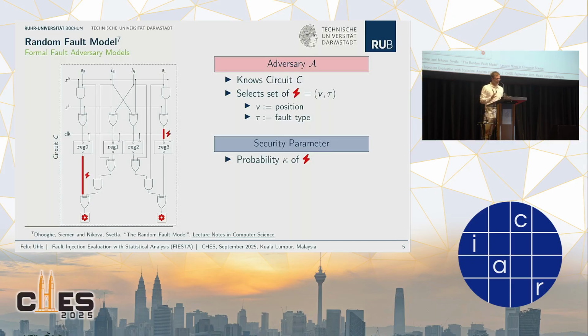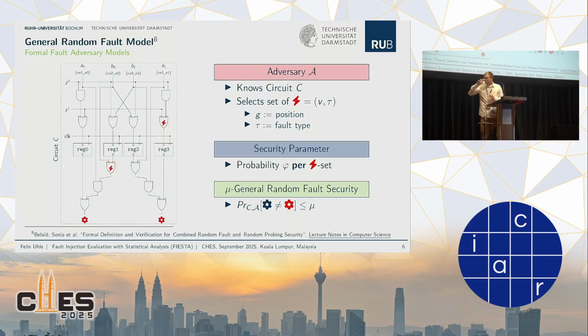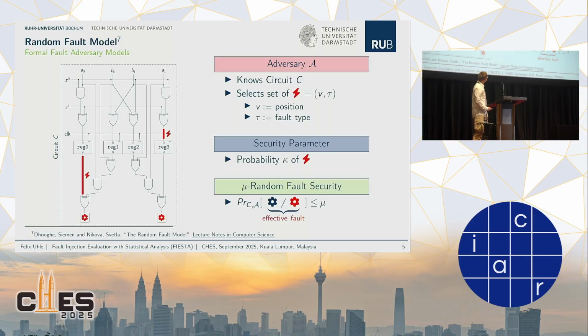Okay. Short break. Yeah, I think we were here.